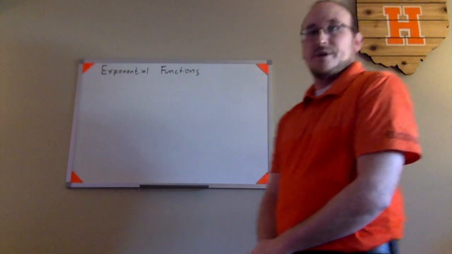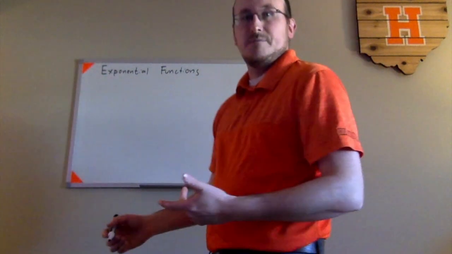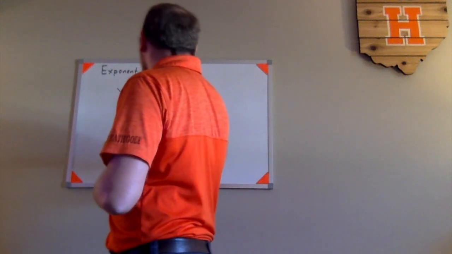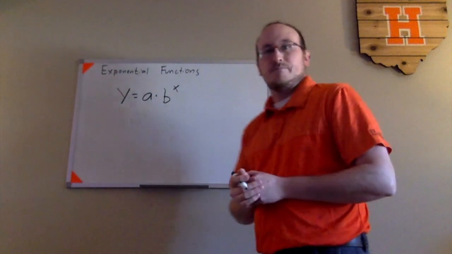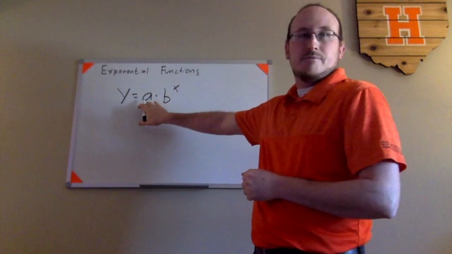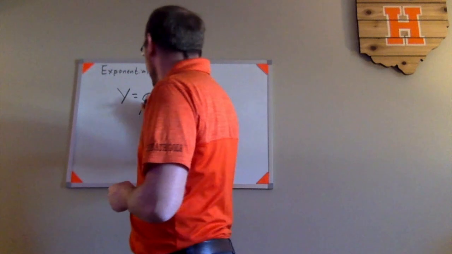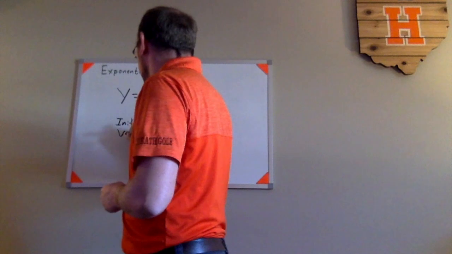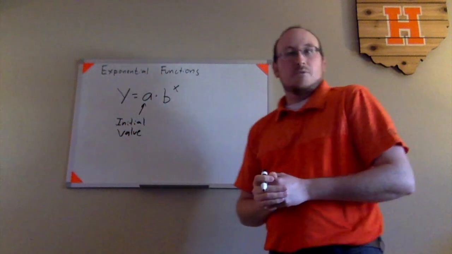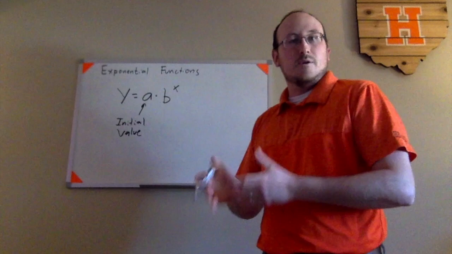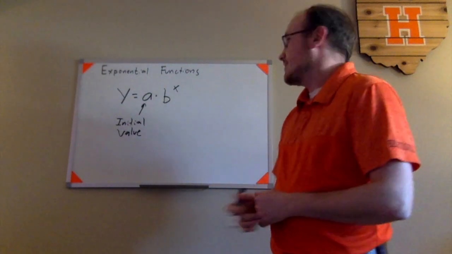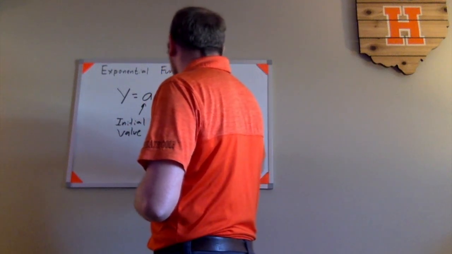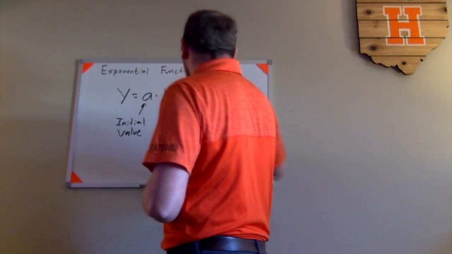We're going to talk now about exponential functions. When I talk about exponential functions, I'm talking about functions that are in this form: y equals a times b to the x. This a is what we refer to as the initial value. When we talk a little bit more about the graphs of the functions, that initial value will also be the y-intercept of the graph. This value of b right here is known as our growth or decay factor.